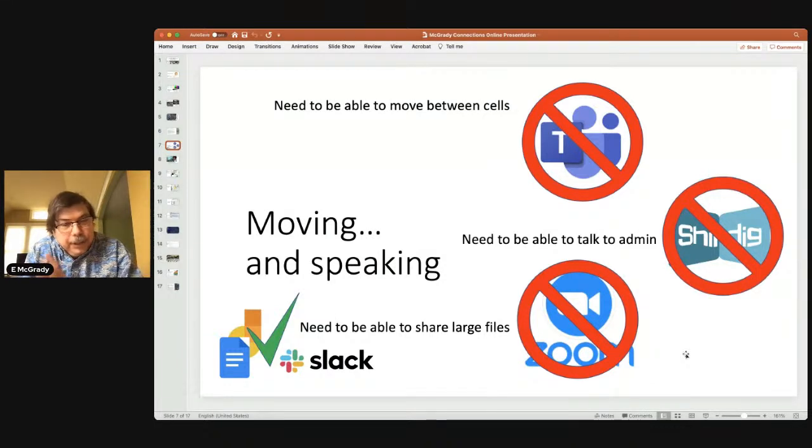The need to move between cells is really defeated in Teams. Teams apparently, as far as I know, and I've used it and I'm about to use it again, you can't easily hop between cells in Teams. At least that's my understanding. I need to be able to talk to everybody in the game.